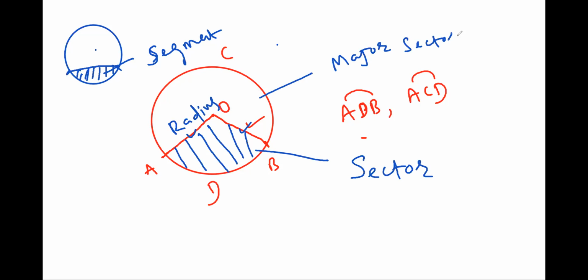Major sector. Are you clear now? This is minor, that is major. Is it clear to you all? What is the difference between a segment and a sector? Segment means when the circle is divided by a chord, that creates two segments. But when the circle is divided by taking two radii into consideration, then this region is called a sector. I'm giving a formula to you.